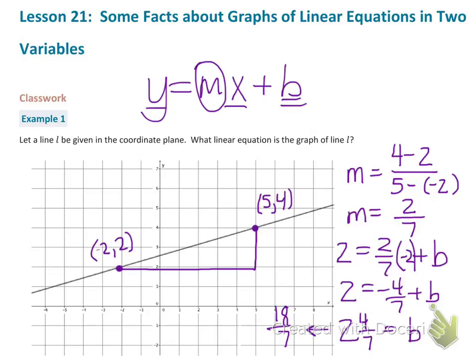Let's look at the graph and see if that checks out, and it does. The place where this crosses the y-axis is between 2 and 3. It looks like it's a little bit more than 2.5. So we must have done our computation correctly to find this b. It's not exactly 2.5, but it's a little more than 2.5. So the equation of this line, putting all the parts we know together, is y equals 2/7 x plus 18/7.